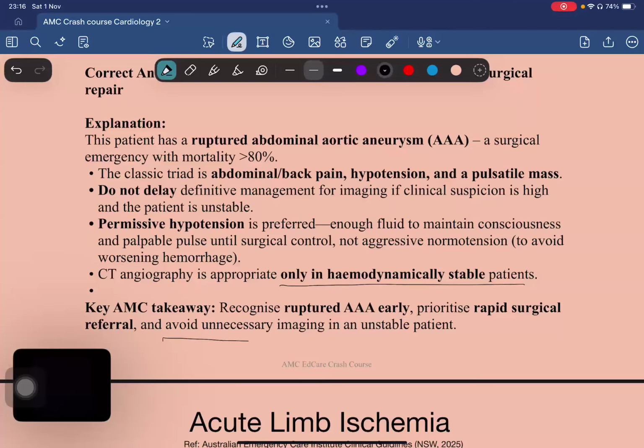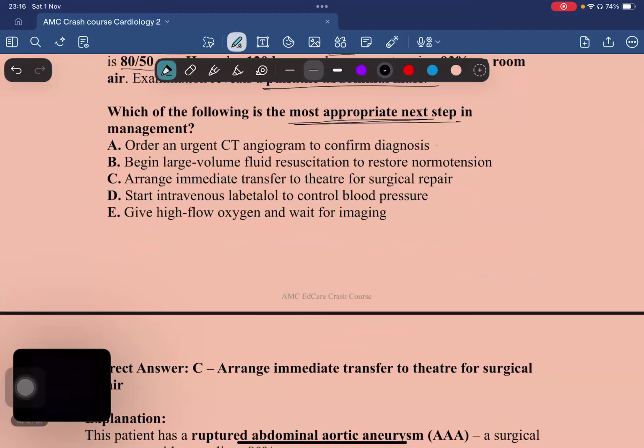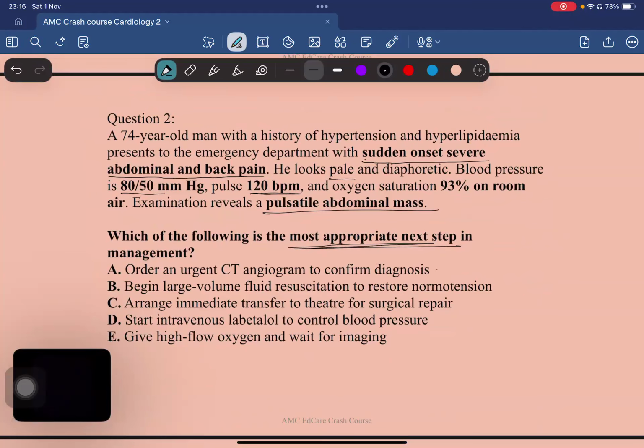And yeah, it's definitely unnecessary to do imaging in an unstable patient. A rapid surgical referral should be the answer. So the most promising answer out of these would be arranging an immediate transfer to the theater for surgical repair. So yeah, this is what AMC does to us. They make most of the answers, at least three of the answers out of the five given, sound like absolutely right. I mean, they would be right answers, but they're asking in a critical situation, in a decision making situation, what would be the first thing? What would be the next step? Not the most appropriate next step, they're asking. So we have to always think that way and go for the most promising one, the most guideline supported answer. So according to guidelines, going for surgical repair would be the answer.